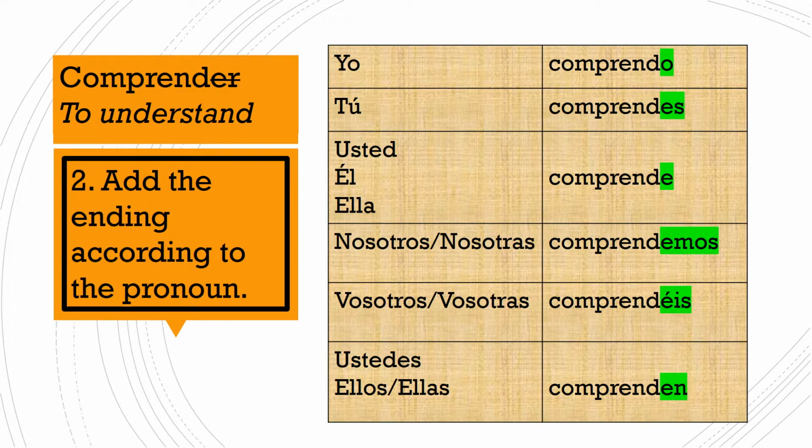Now, after you have dropped the ending ER, you have to add the right ending according to the pronoun. For yo, it's going to be O. For tú, it's going to be ES. Usted, él, and ella are going to share the same ending, which is going to be E. Nosotros, nosotras, EMOS. Vosotros, vosotras, É with a mark on it, IS. Ustedes, ellos, or ellas are going to share the same ending, and that is going to be EN.